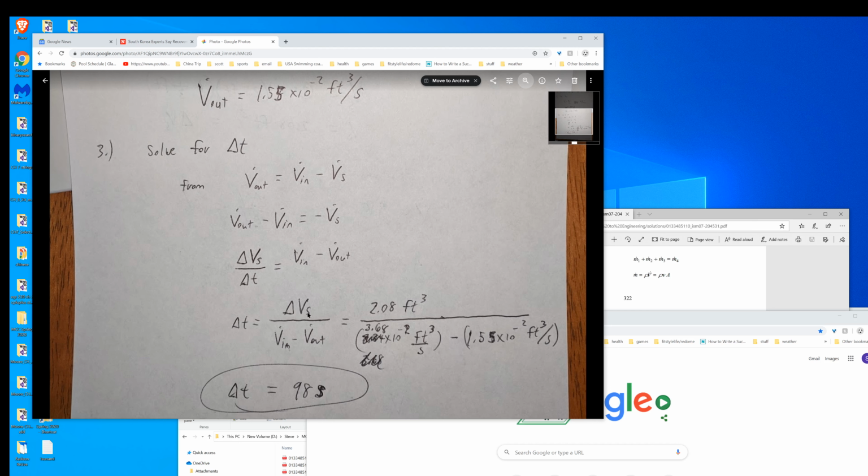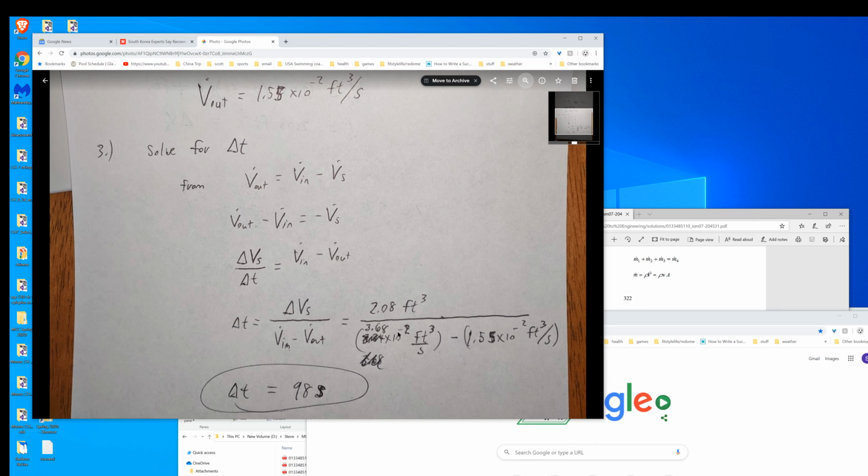Then I have the change in volume, which is essentially just the volume of the shower, because it was empty initially, divided by the volume flow rate in minus the volume flow rate out. And when you do that, this is times 10 to the minus 2. I kind of messed it up here. I did it in pen, I should have done it in pencil, but I didn't.